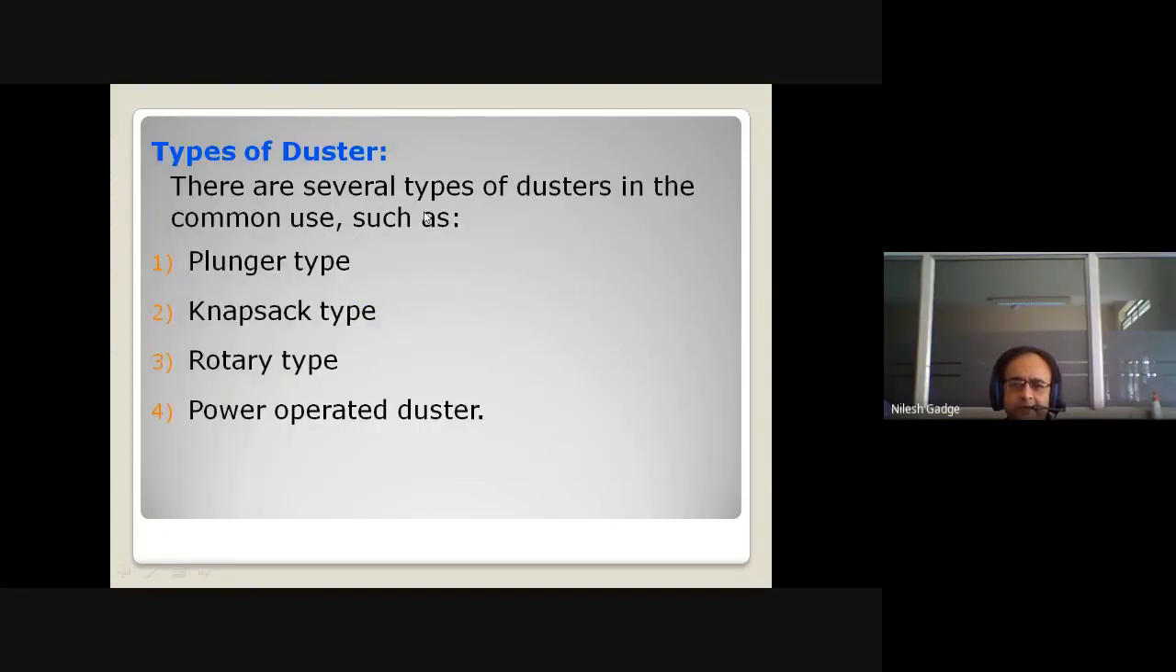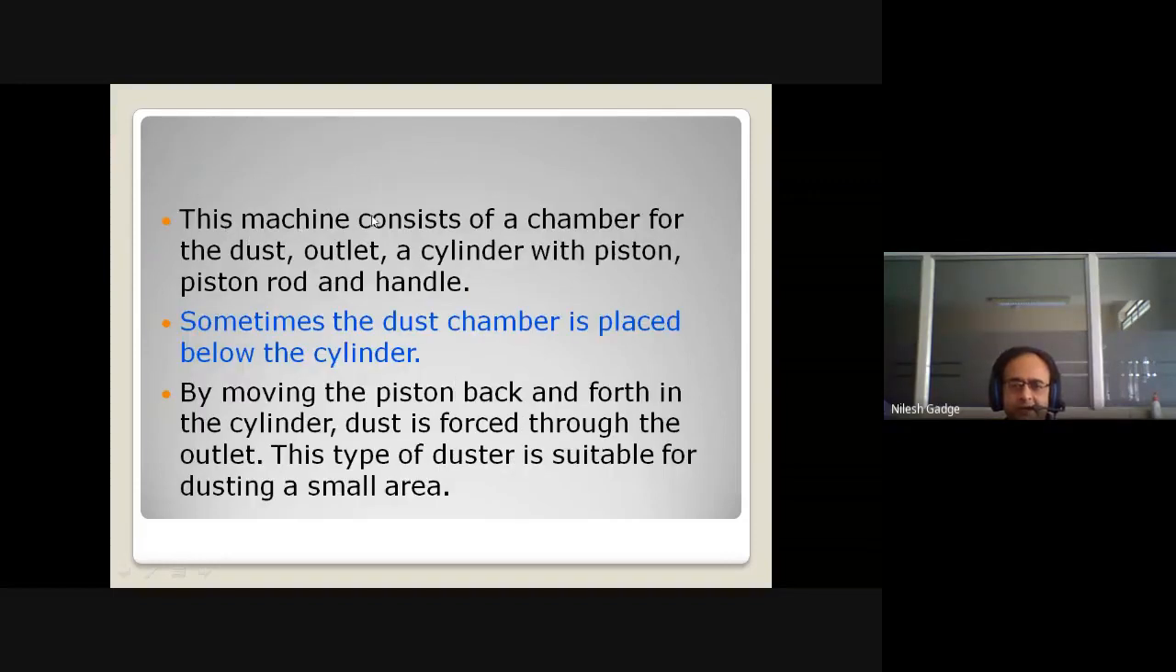Okay, so there are several types we have seen. A plunger duster is a machine consisting of a chamber for the dust, outlet, cylinder with the piston rod and handle. Sometimes the dust chamber is placed below the cylinder. So I will give you some videos because the videos are not audible. I will put some videos on sprayers and dusters on Google Classroom.